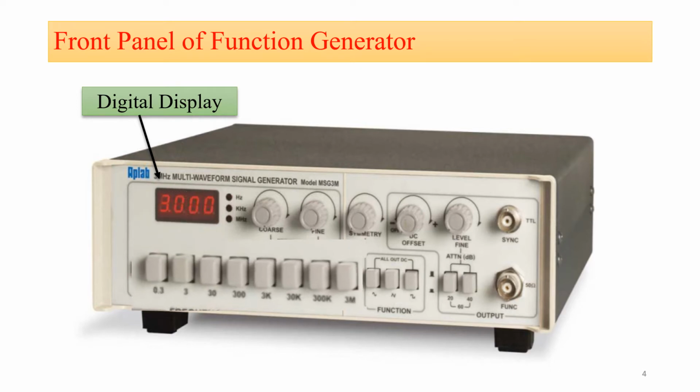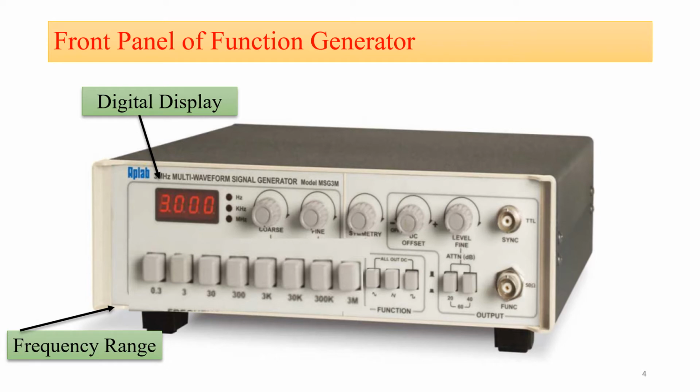Now the second part is the frequency ranges. Here the function generator used is a 3 megahertz multi-waveform signal generator or function generator. If you see, there are several frequency ranges available on this function generator, from 0.3 hertz to 3 megahertz. Means in this range, that is 0.3 hertz to 3 hertz, then 3 hertz to 30 hertz, then 30 hertz to 300 hertz, likewise up to 3 megahertz. This function generator is mainly used to generate frequency up to 3 megahertz.